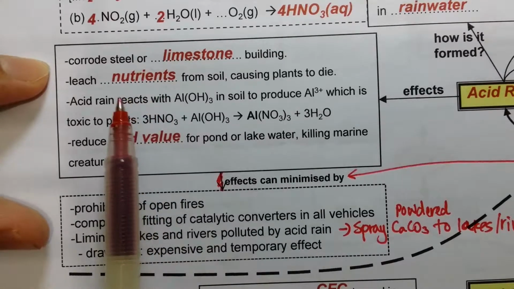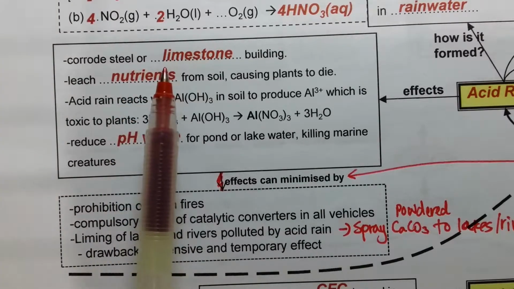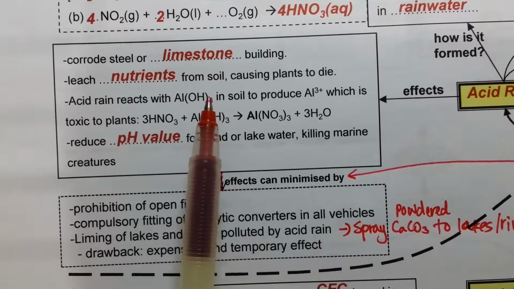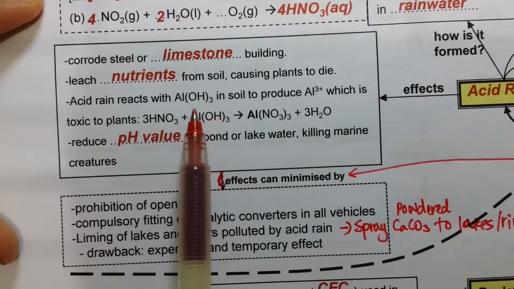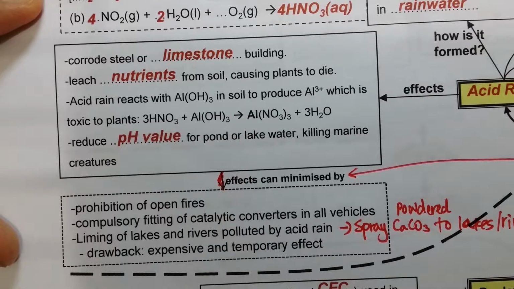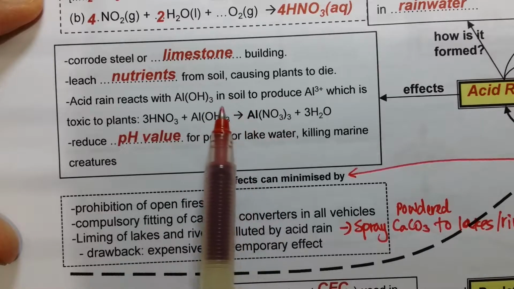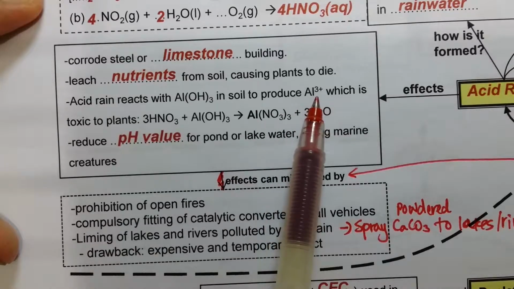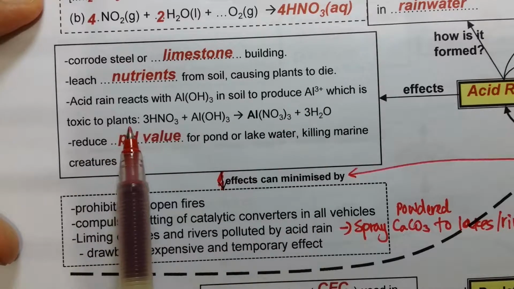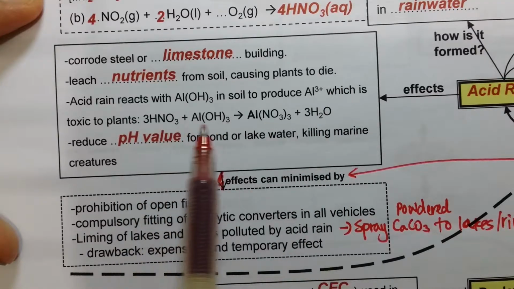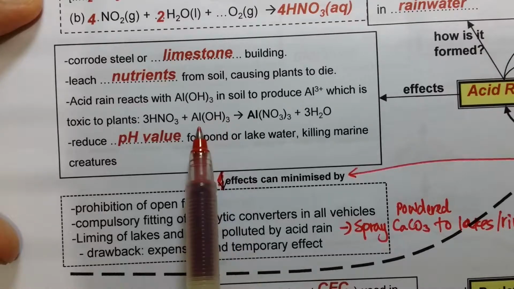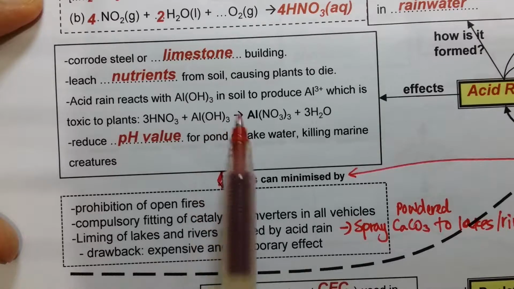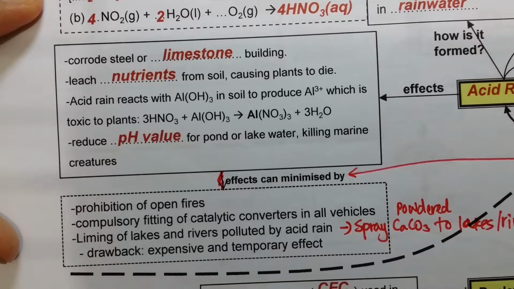Another effect of acid rain is it leaches nutrients. Basically it removes the nutrients from the soil, and it would cause the plants to die. And acid rain also reacts with aluminum hydroxide in the soil. This compound is available in the soil, and when it reacts, it would form aluminum ion, which is toxic to the plant. So for example, in this chemical reaction, you have an acid and a base. Aluminum hydroxide is an amphoteric oxide, it is also a base. So you get salt as well as water.